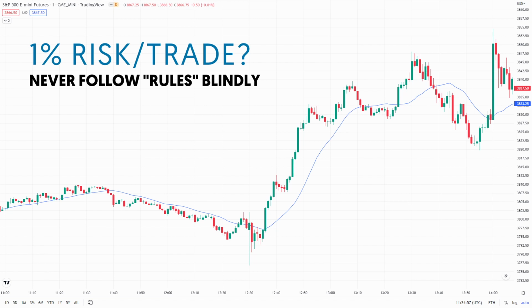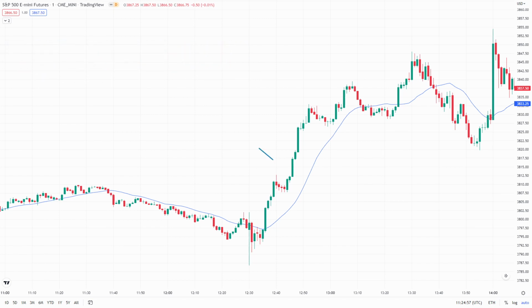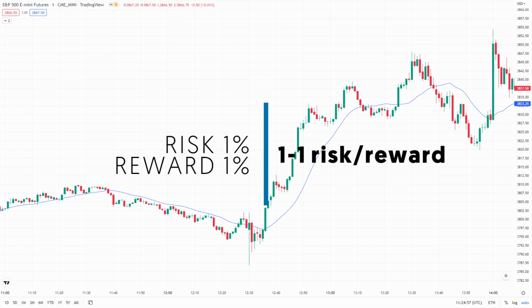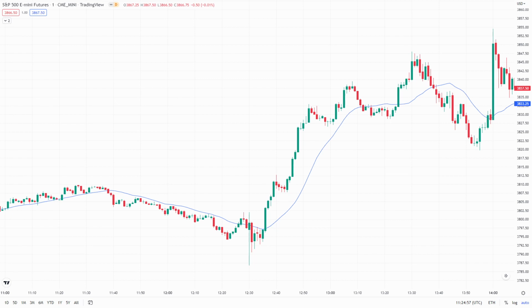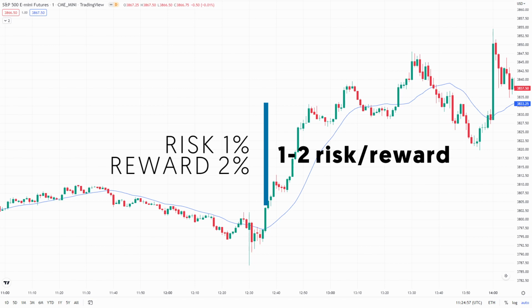So anyway, if you risk 1% of your account and on average you get 1% return, you have what's called a 1-to-1 risk-reward. 1% risk and 1% reward. Now, if you risk 1% of your account and you get 2% back when you win a trade, you get a 1-to-2 or 2-to-1 risk-reward. Usually people call it 2-to-1, but in my opinion it makes more sense to call it 1-to-2, no? Since we are talking about risk first and then reward, so it's 1 risk and 2 reward.